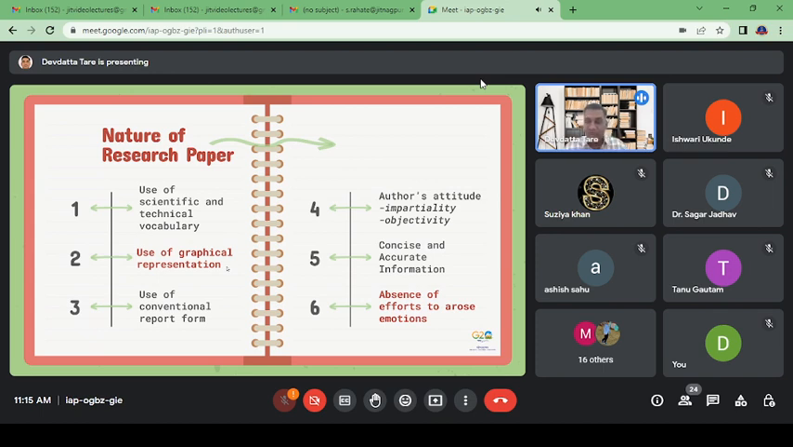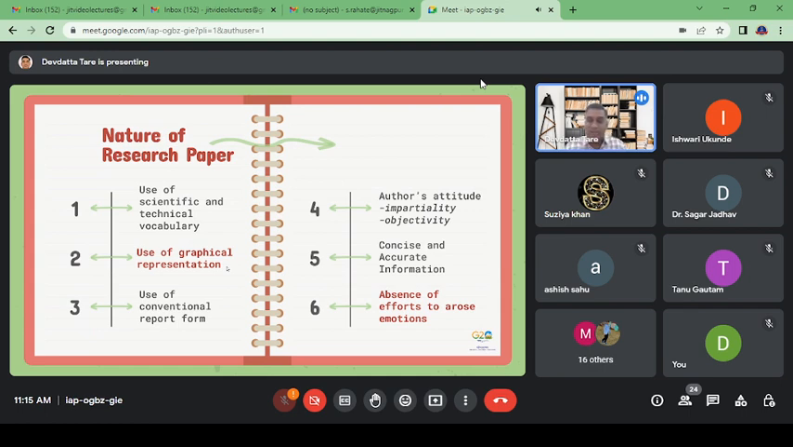Be it your reviewer, be it your reader, he doesn't have that much time to keep on reading things again and again and again. So you have to give him concise information. And second is accurate information.